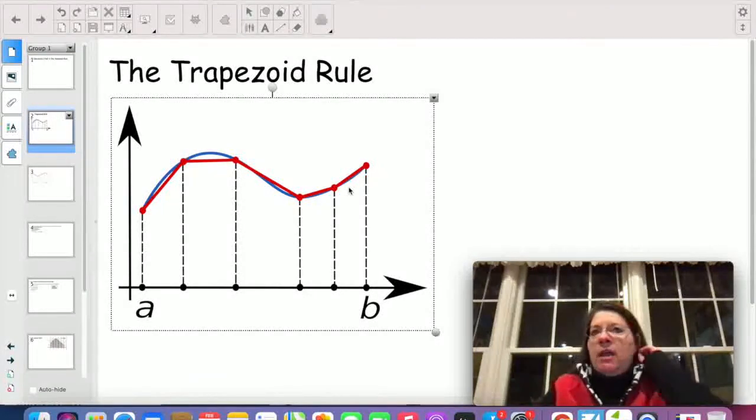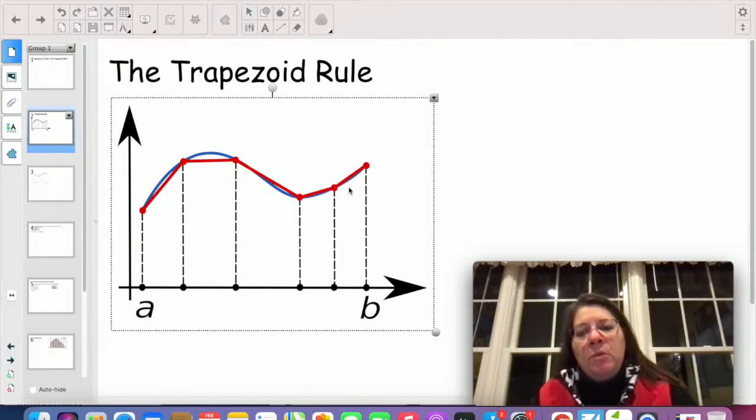We saw that the left Riemann sum, the right Riemann sum, one would be an overestimate, one would be an underestimate. We saw that the midpoint rule would be somewhere in between those two.